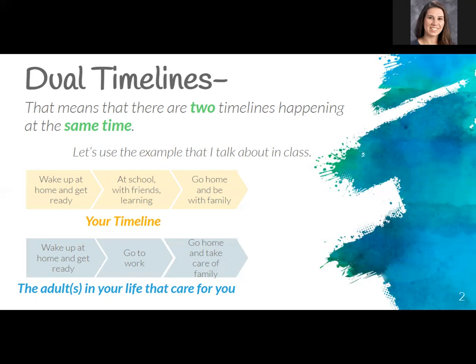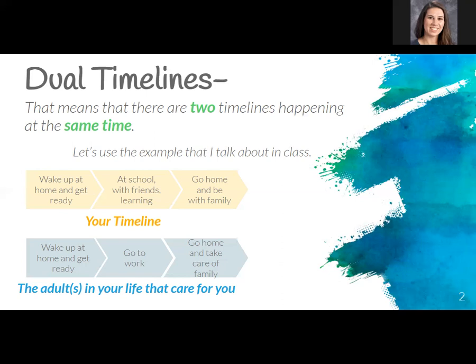All the while this is happening, the adults in your life are typically waking up around when you do and getting ready or possibly helping you get ready. Typically speaking, not all the time, but an example could be that while you're at school with your friends learning, the adults in your life could be at work. They could also be doing other things, but then at the end of the day, they go home as well and they take care of the family.